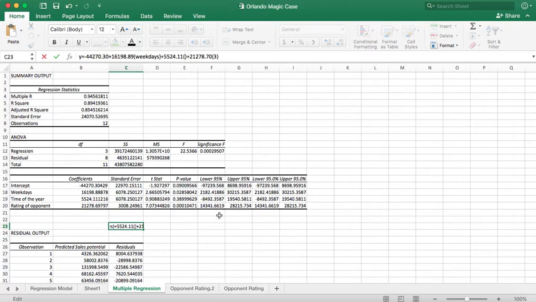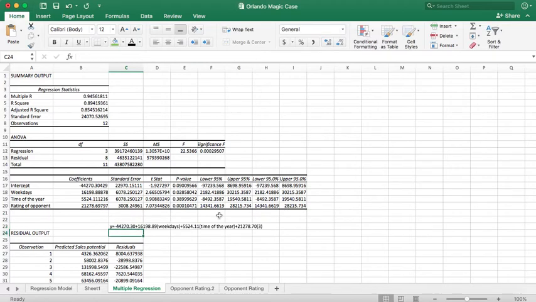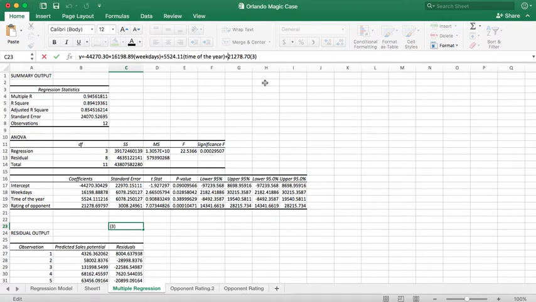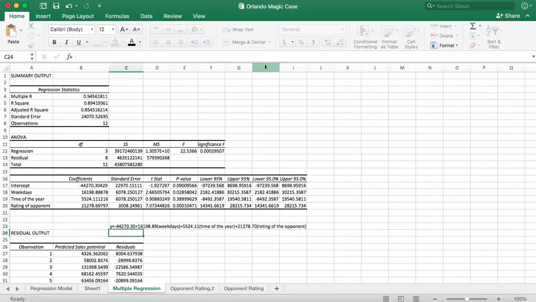And then plus, the next one, which will be 5,524 times time of the year. So, and then lastly, plus 21,278 times rating of the opponent.